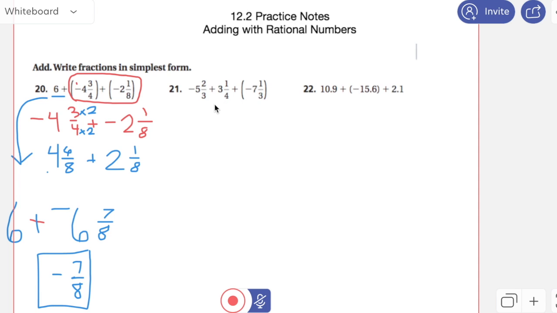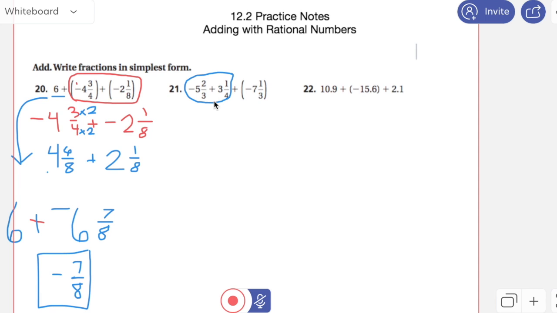Here, let's see. So I have a negative 5 2/3 plus 3 1/4 plus a negative 7 1/3. And again, it doesn't really matter what order as long as you keep the sign in front. So we can just start and go left to right. So a negative 5 2/3 plus 3 1/4.